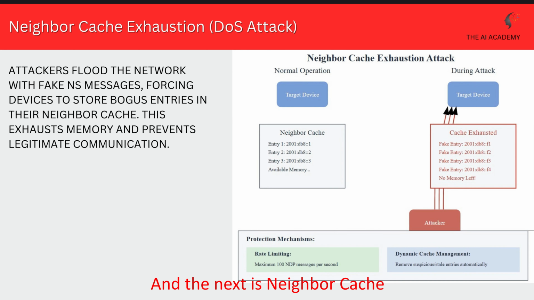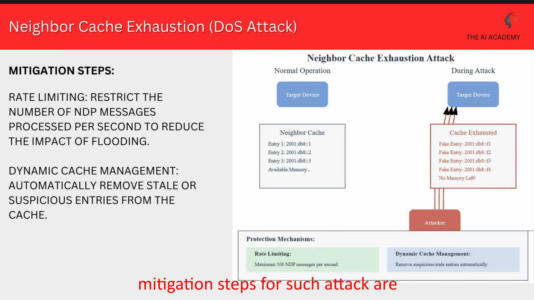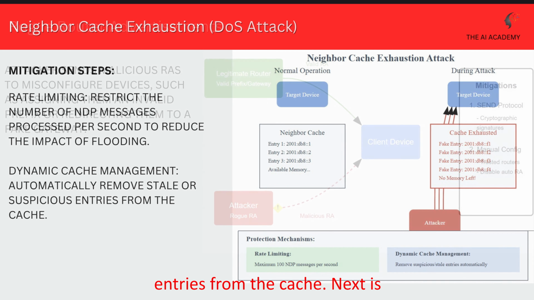The next is neighbor cache exhaustion, a DoS attack. In this, attackers flood the network with fake NS messages, forcing devices to store bogus entries in their neighbor cache. This exhausts memory and prevents legitimate communication. The mitigation steps for such an attack are rate limiting: restrict the number of NDP messages processed per second to reduce the impact of flooding. And dynamic cache management: automatically remove stale or suspicious entries from the cache.